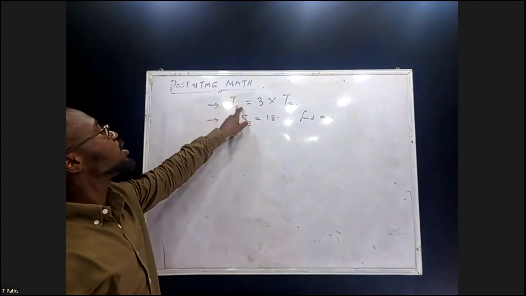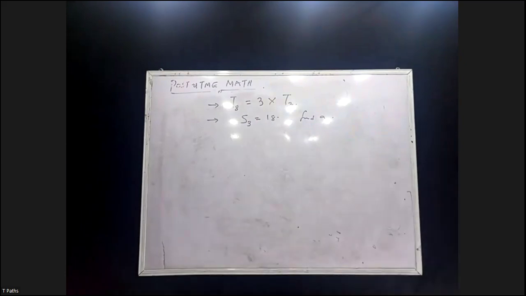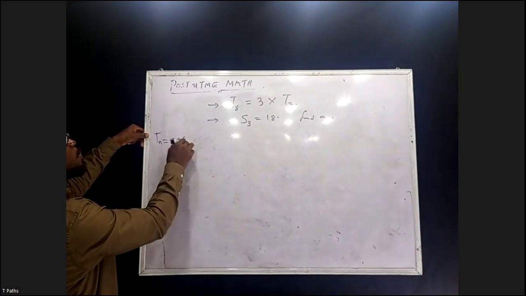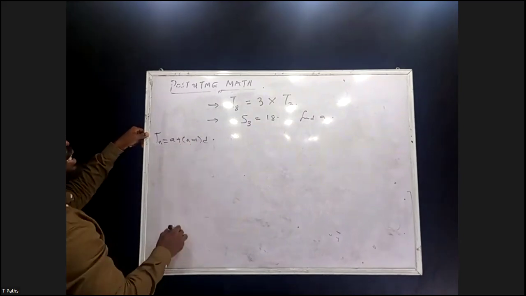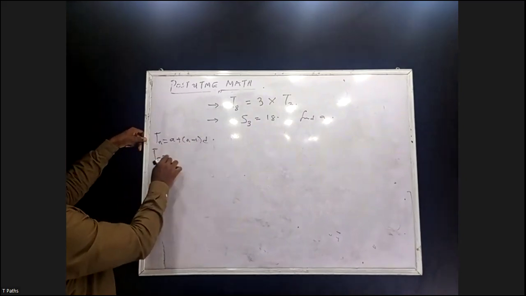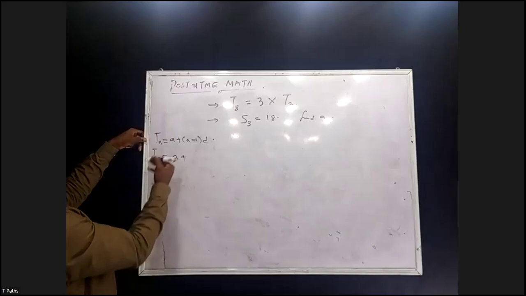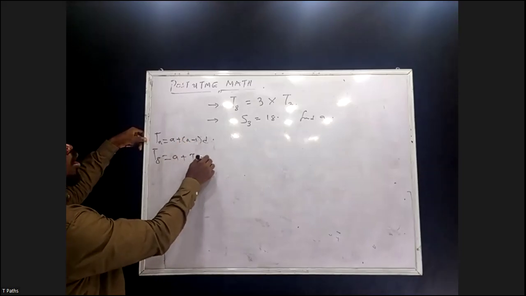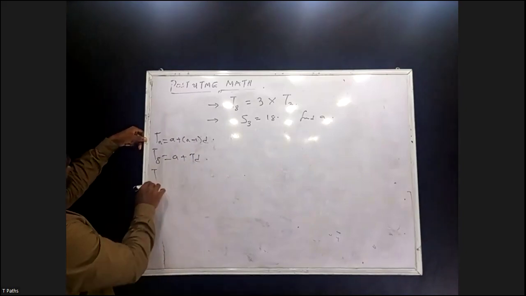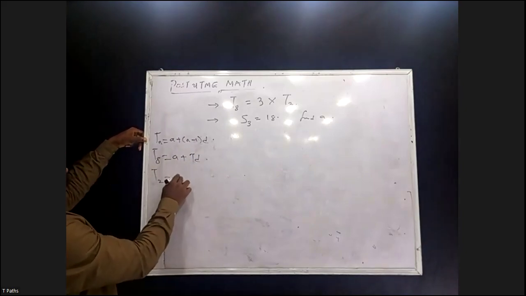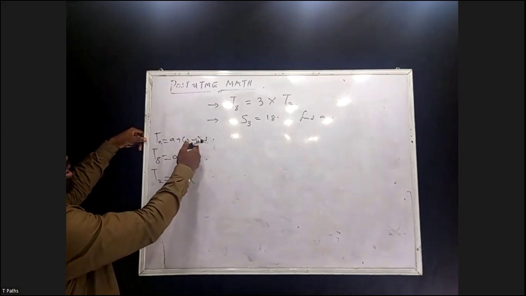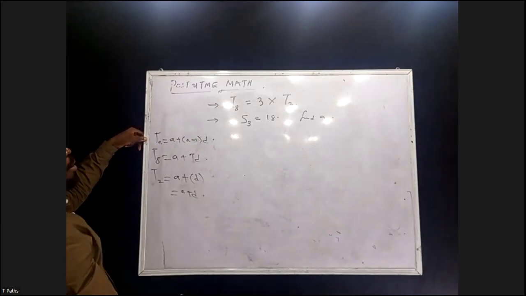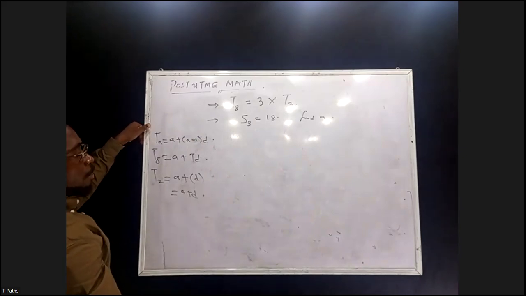Now, what is the 8th term? Remember that Tn equals A plus n minus 1 times d. It means the 8th term will be what? A plus, because I don't know what A is, A plus 8 minus 1, 7D. Likewise, the second term will be A plus 2 minus 1, 1 times D. That's A plus D. Am I making sense?